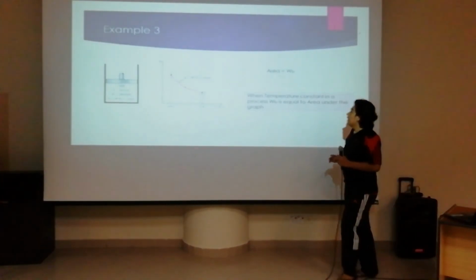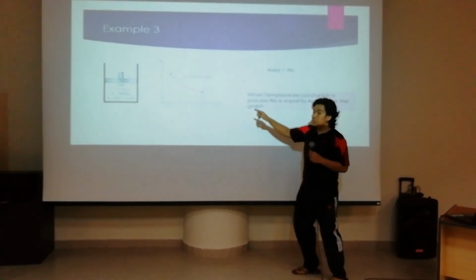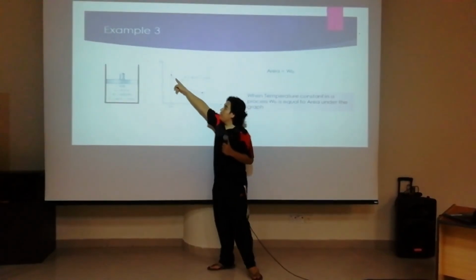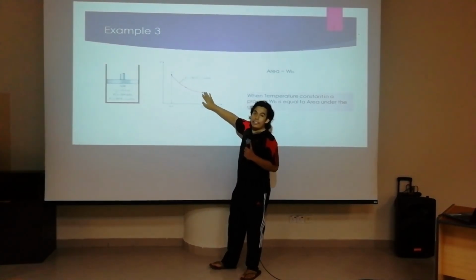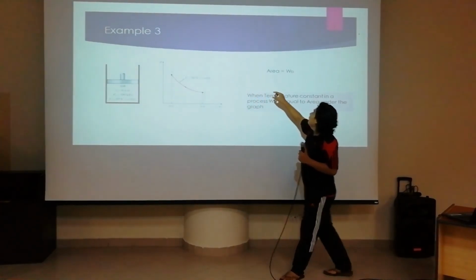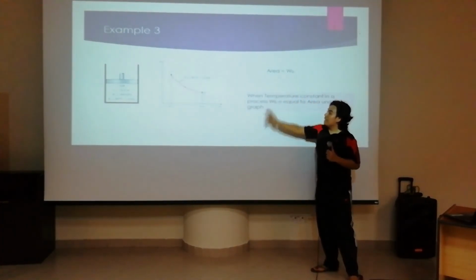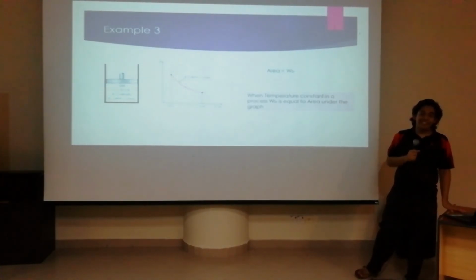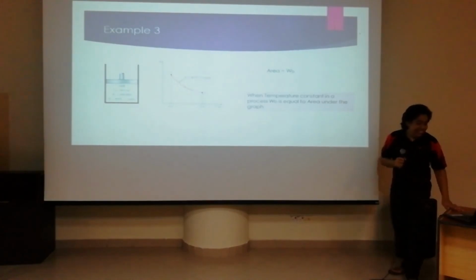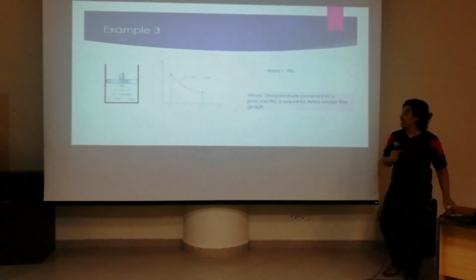Next is the isothermal process. The isothermal process gives an area under the graph. So the area under the graph is WB. So there will be an area under the graph for the isothermal process.